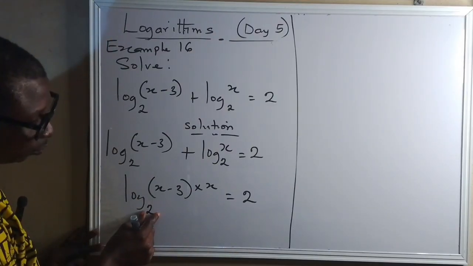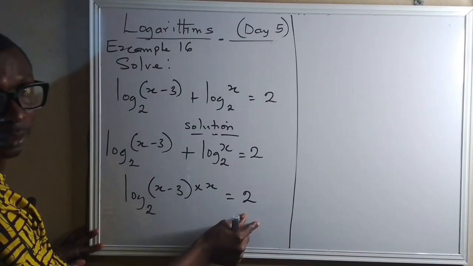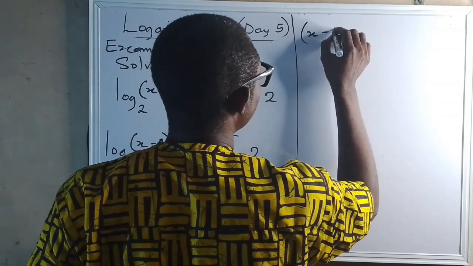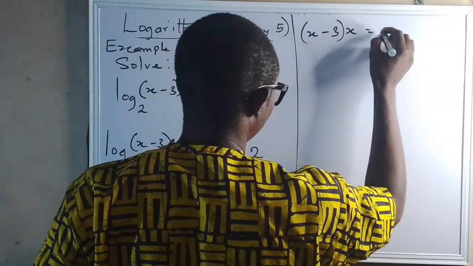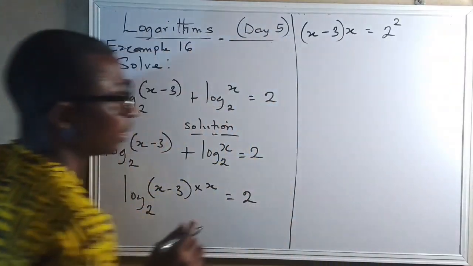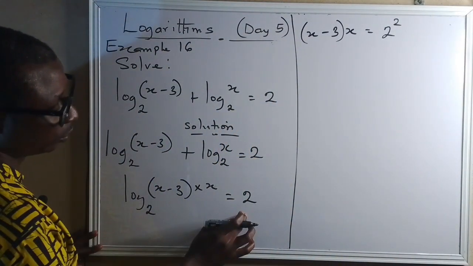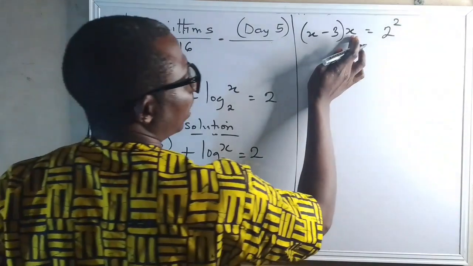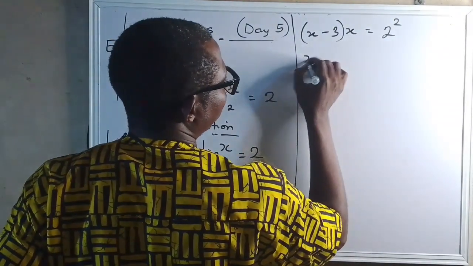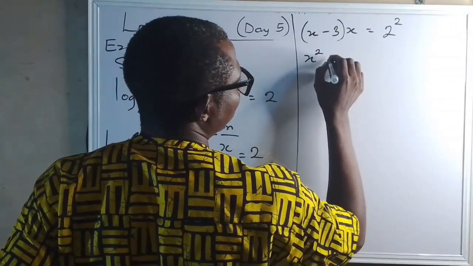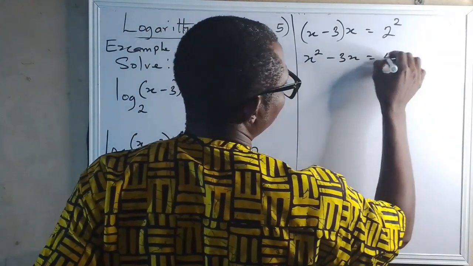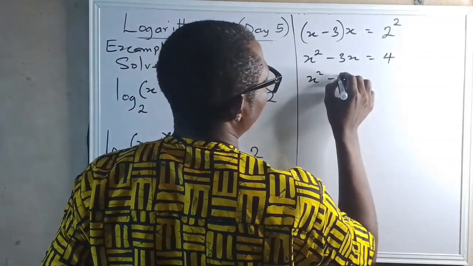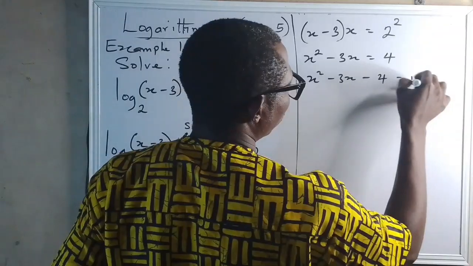So now these two come here, the base comes here, right? So now we have x minus 3 times x equals 2 raised to the power of 2. You get that? We have changed this logarithmic equation to an indicial equation. All right, so from here you can expand this. So x times x, we have x squared. x times minus 3, you have minus 3x, equals 4. All right, so you move this one here, you have x squared minus 3x minus 4 equals 0.